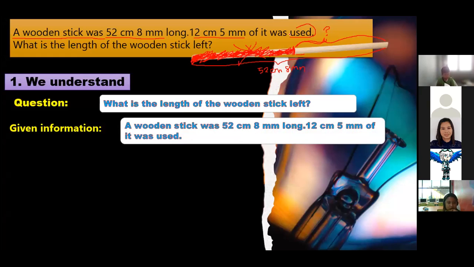A wooden stick was 52 centimeter, 8 millimeter long, and 12 centimeter, 5 millimeter was used. Okay, so that is the given information. So that is our step 1. Okay, look at here. This is our step 1. So what is our step 2?